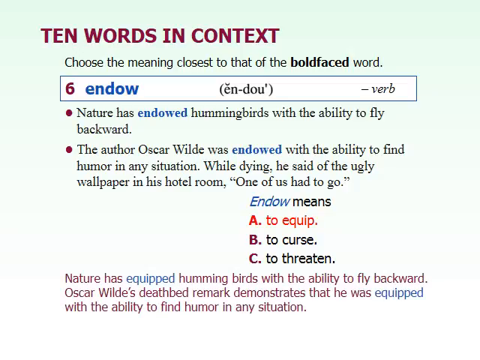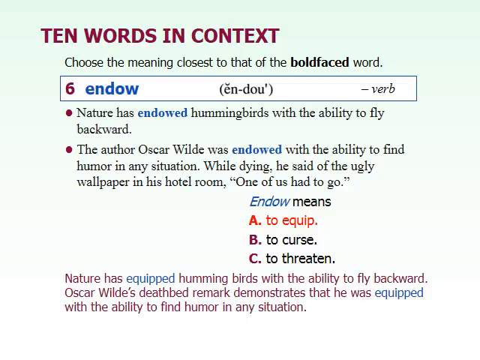Endow means to equip. Basically, it means to give: when something powerful gives something to something less powerful, it's giving that thing or that ability for the less powerful thing to use in its life or in its situation. So in the first example, you can either use the word nature, or you can use the word God: God has given hummingbirds this ability to fly backwards. So a powerful thing has given a less powerful thing an ability.